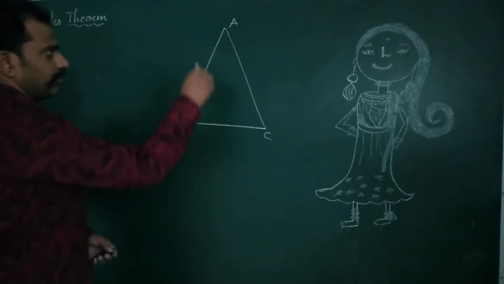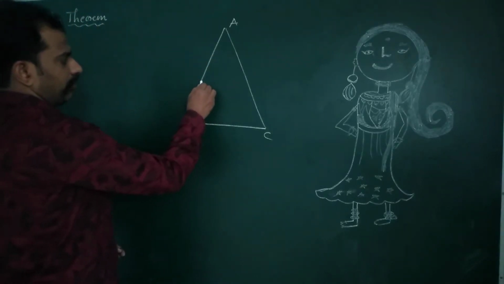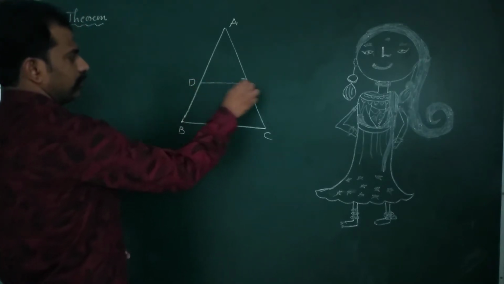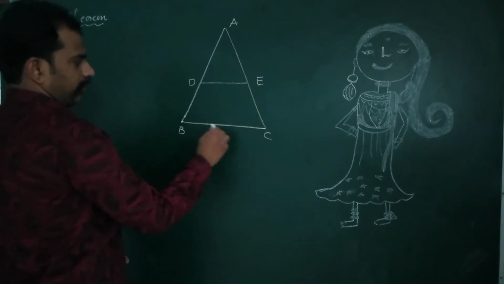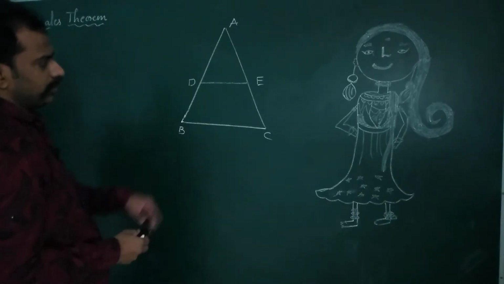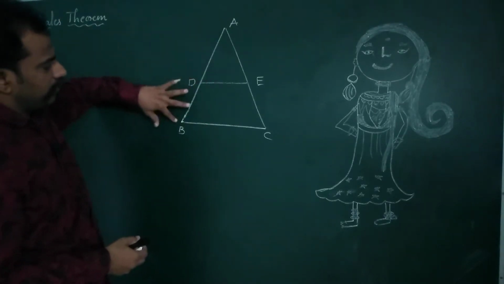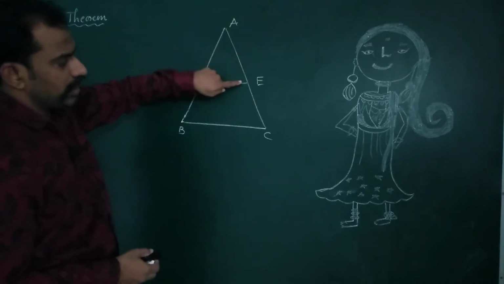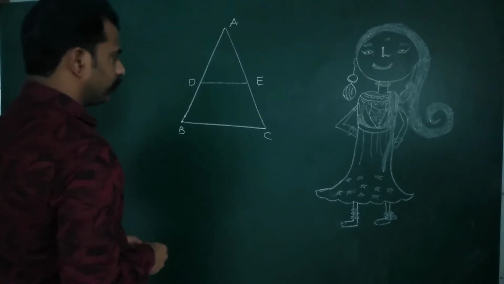So I have taken triangle ABC and I have drawn a line DE parallel to side BC. So these two are parallel lines. Now what we have to prove is that this line DE divides the lines AB and AC in equal ratio, meaning AD upon DB equals AE upon EC. That is what we have to prove.